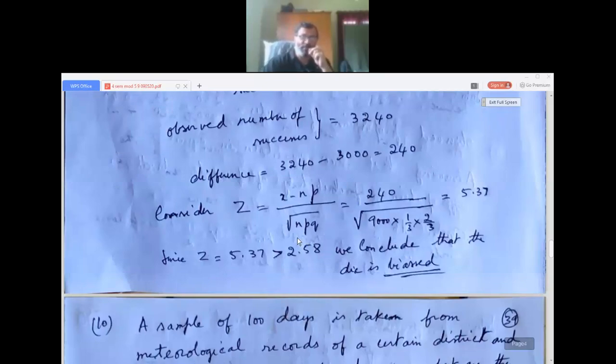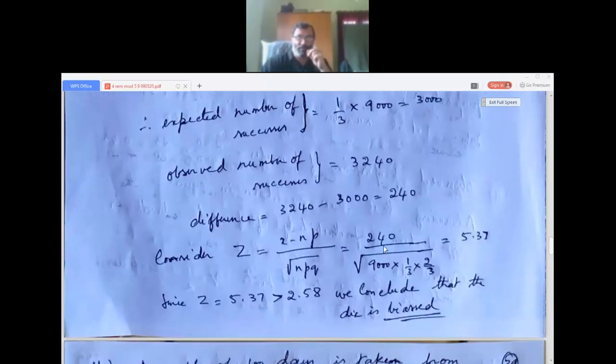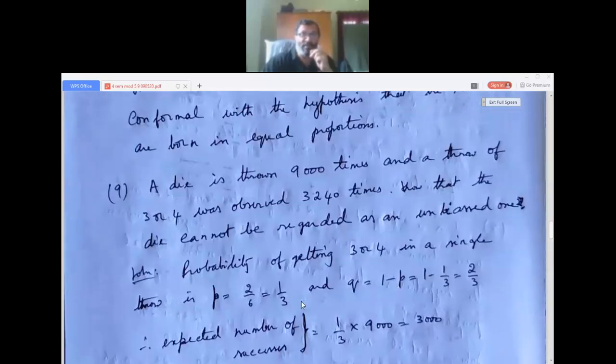Another formula is x minus NP divided by square root of NP. Depending on which formula suits the given data, you have to conclude. So we get here the difference 240 divided by square root of N is 9,000, P is 1 by 3, Q is 2 by 3. You will get 5.37. Just verify using the calculator. Now Z equals 5.37, which is greater than 2.58. Greater means the hypothesis is rejected, and the opposite will take place.